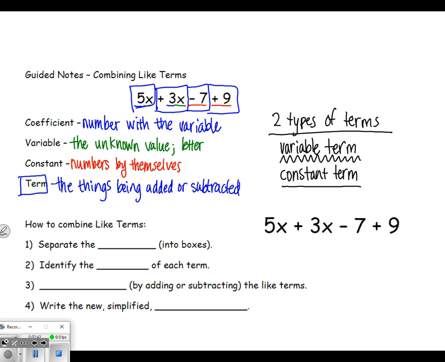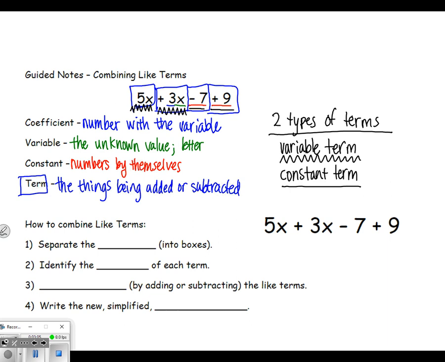So 5x has a variable in it, so it is a variable term. 3x has a variable in it, it is a variable term. -7 does not have a variable, it is a constant term. +9 does not have a variable, it is a constant term. Okay, so how do we combine like terms?